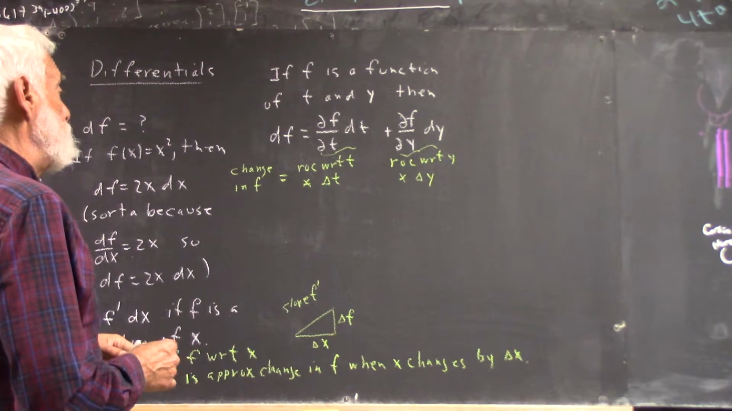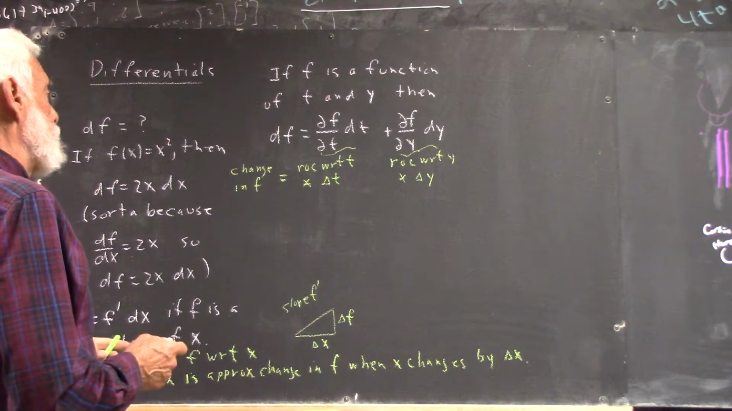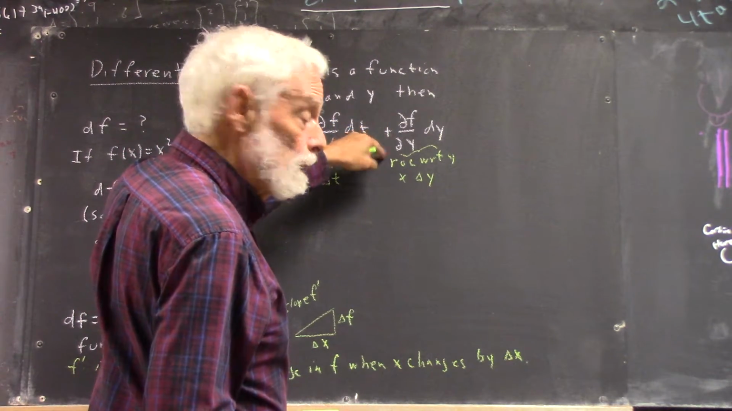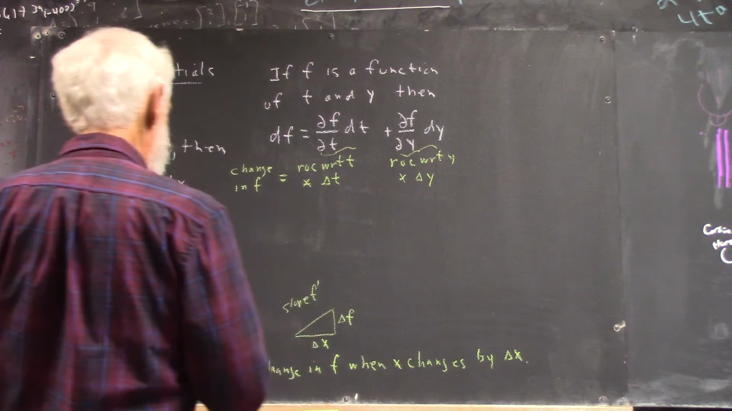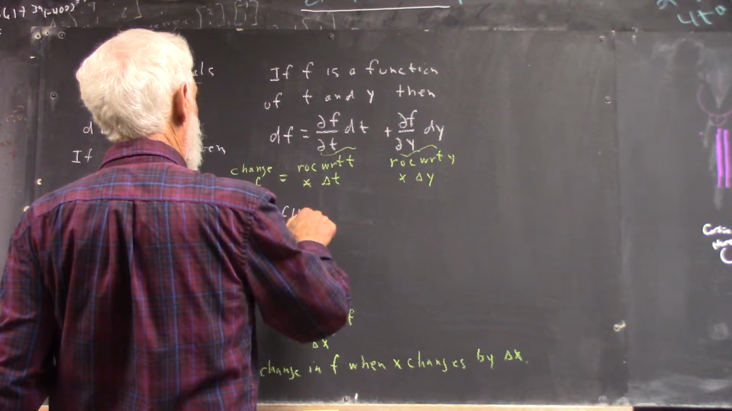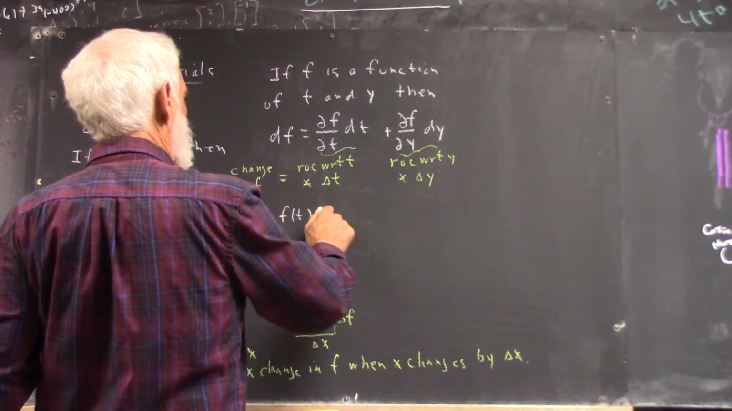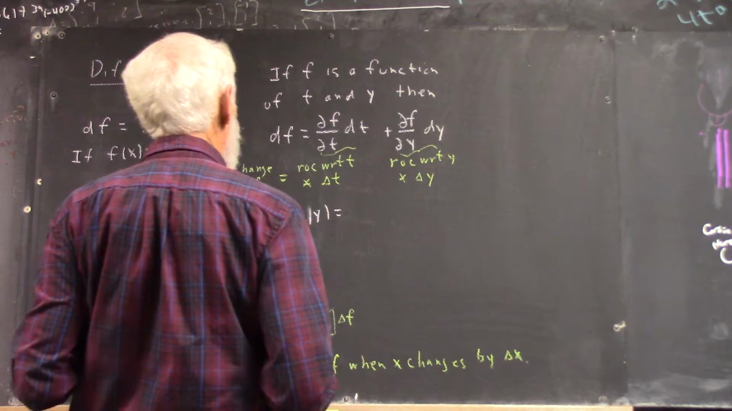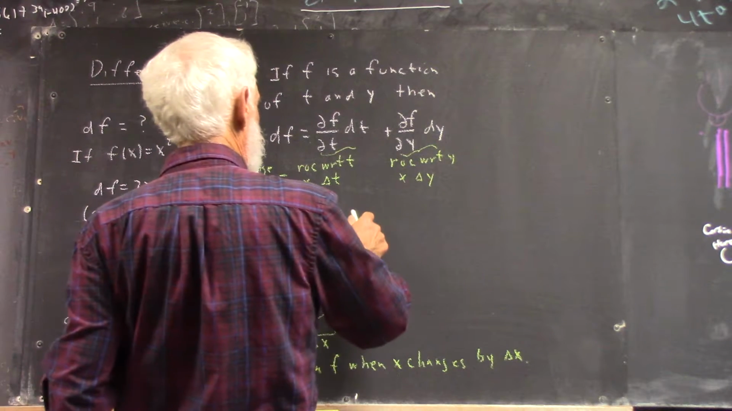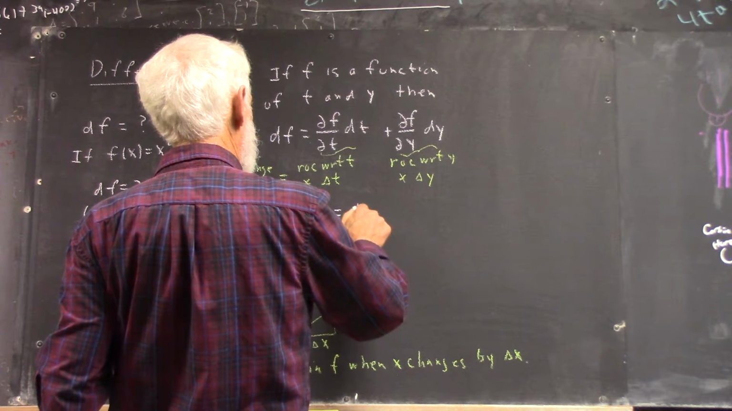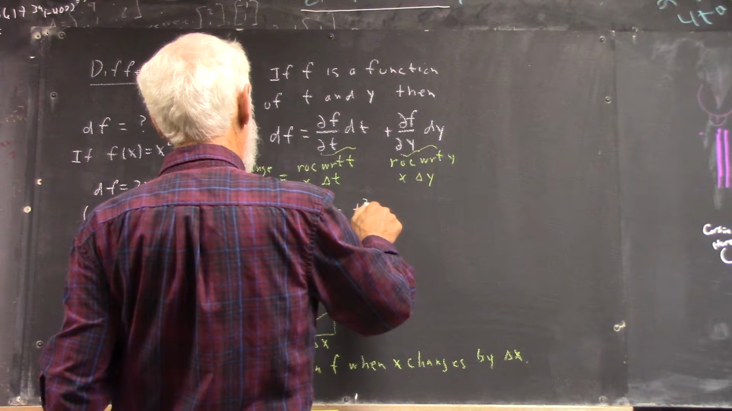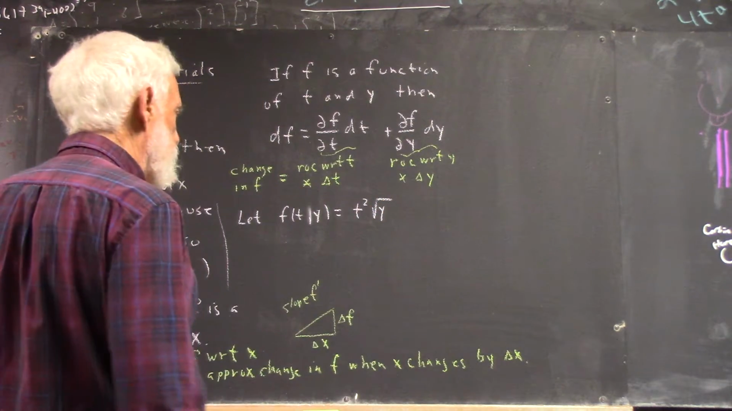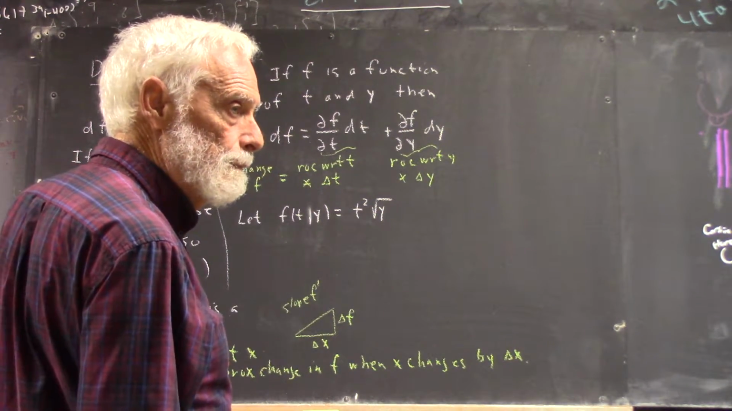So, all you have to do now is know how to calculate these derivatives, right? And that's really simple. Okay, so let f of t, y equal, let's just say, t squared times the square root of y. I think that's what we used the other day. Okay?